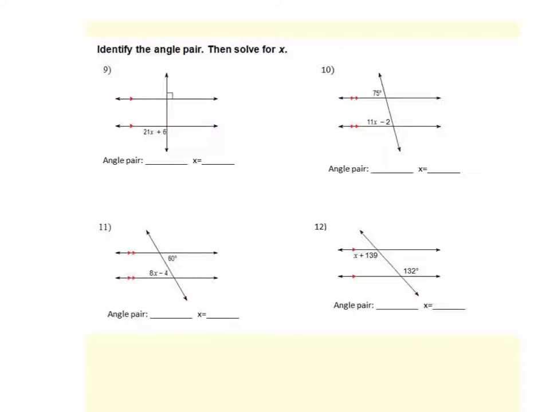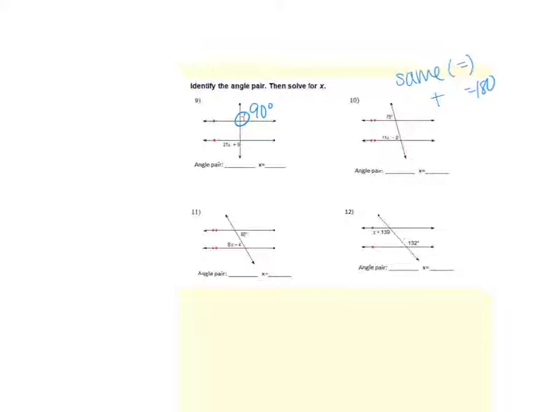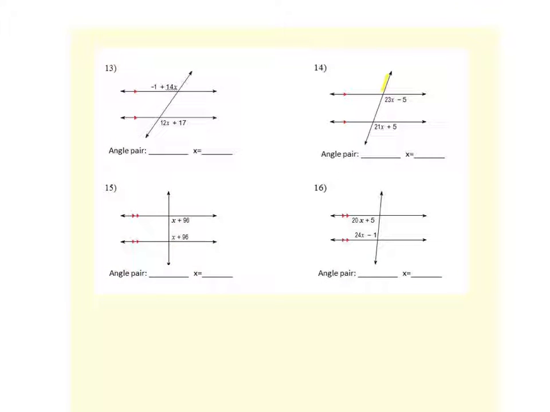Same thing on 9 through 12, except this time we have x's involved. Remember, a box means 90 degrees. So you really need to make sure you're identifying those angle pairs. Again, your only options are that they're the same, so you set them equal to each other, or they're supplementary, so you add them and they equal 180. Same thing on 13 through 16, and then you should be done with your assignment.